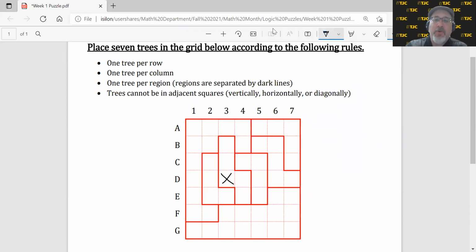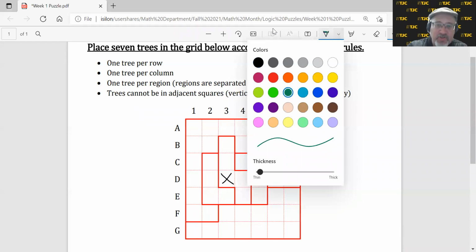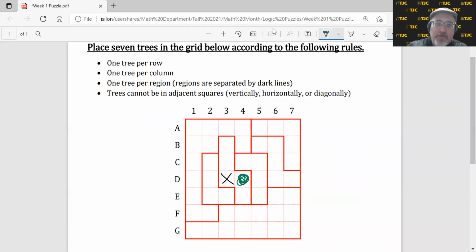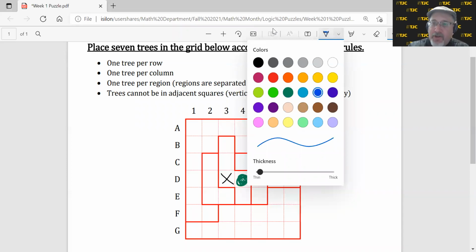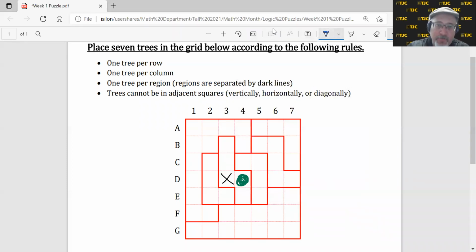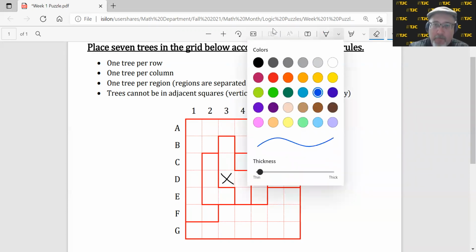Using similar logic, we can't have a tree in cell D4, because if we had a tree in cell D4, and this is one of the tricks of this type of puzzle, if you have an L shape, you can't have a tree in that inside corner, because if you did, then it would exclude all the cells in this region by adjacency. And since we have to have a tree in that region, that means we can't put a tree in D4. So let's put a black X in D4.